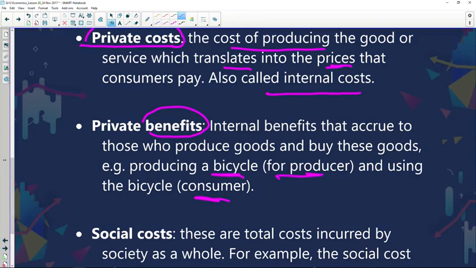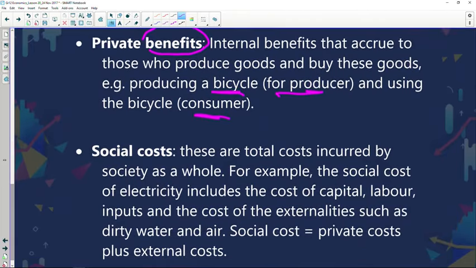So now moving on to the social costs, because those are going to be important when we look at infrastructure development, when government has to make certain calls on big projects, whether to go ahead or not. So they will look at social costs as well. These are total costs incurred by society as a whole. For example, the social cost of electricity includes the cost of capital, labor, inputs, and the cost of the externalities such as dirty water and air. So social cost equals private costs plus the external costs.